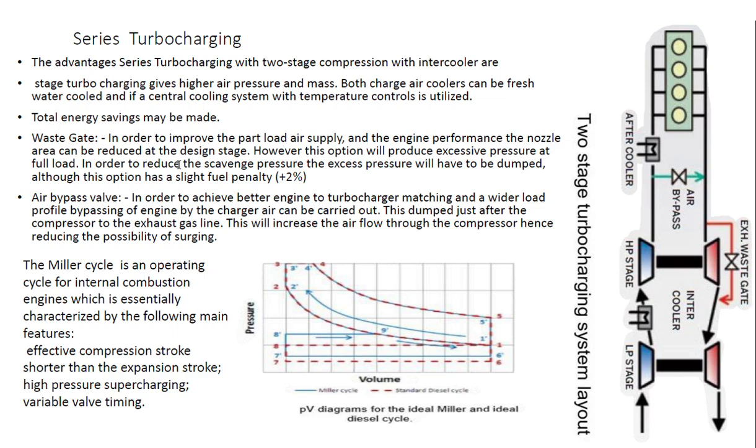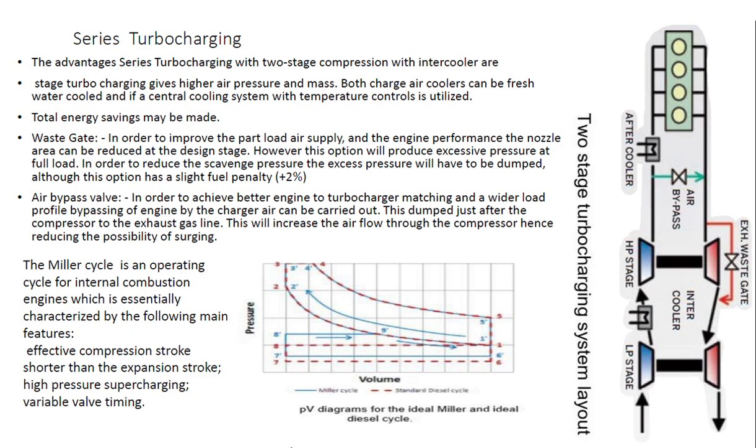Air bypass valve. In order to achieve better engine to turbocharger matching and a wider load profile, bypassing of the engine by the charge air can be carried out. This is dumped just after the compressor to the exhaust gas line. This will increase the airflow to the compressor, hence reducing the possibility of surging.